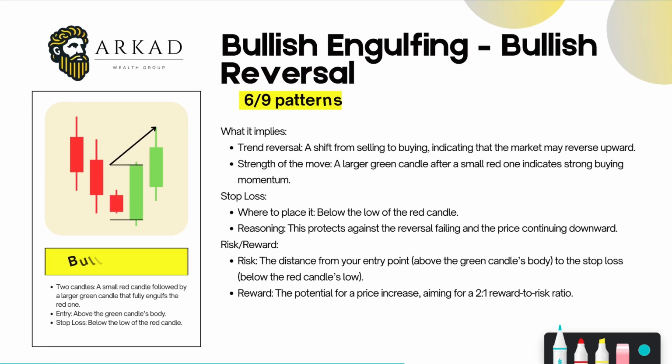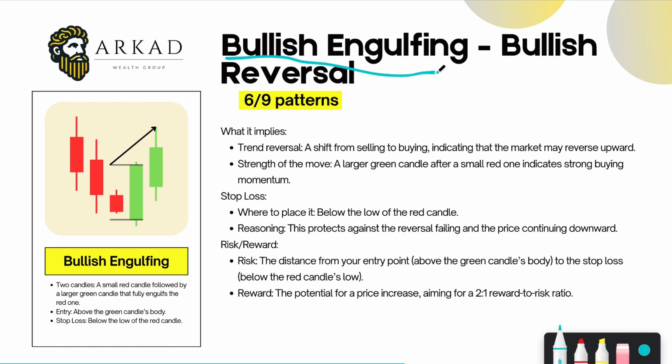For the 6 out of 9 patterns, we have a bullish engulfing. So a shift from selling to buying, indicating that the market may reverse upward. Strength of the move: a larger green candle after a small red one indicates strong buying momentum.